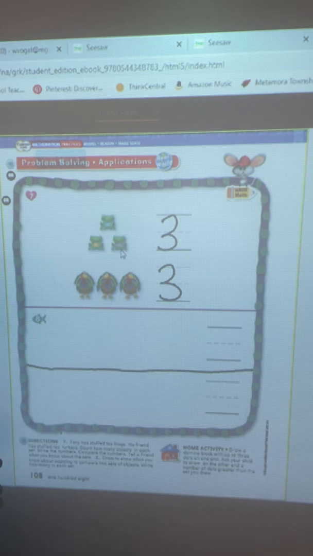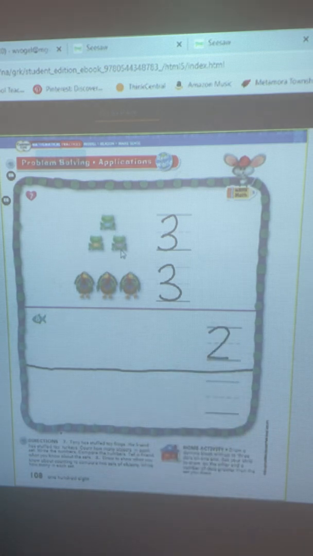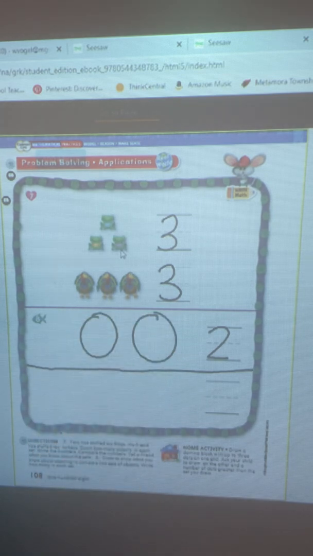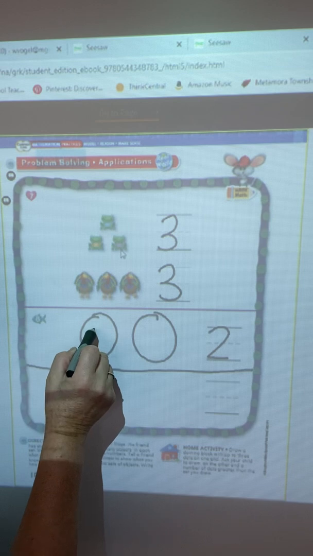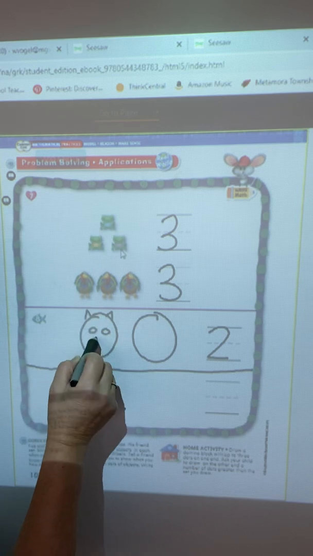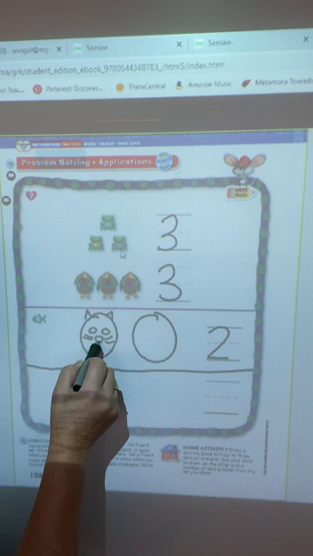So I am going to pick a number from 1 to 5. Let's do 2. So let's go ahead and write the 2 here first. And let's go ahead and draw 2 counters to go along with that. Okay? And if you want to turn them into an animal, like a cat, you are welcome to do that.